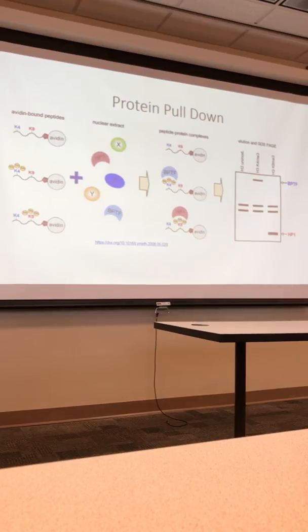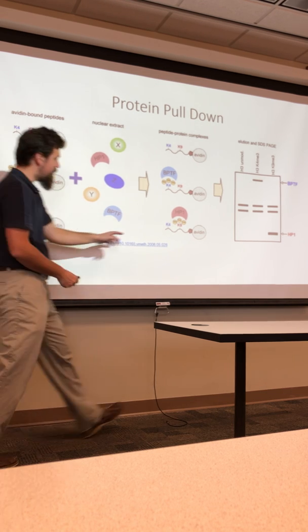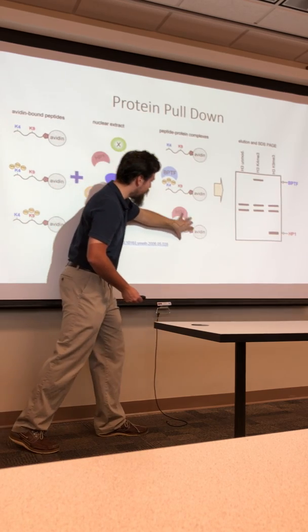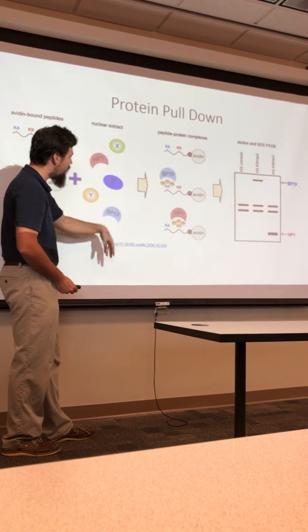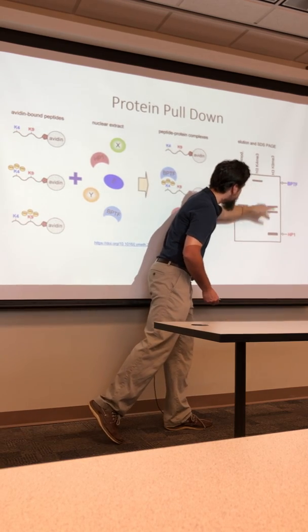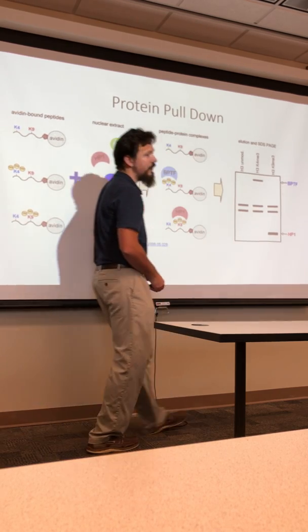Or if we methylate K9 here, we can pull out this HP1, pull down, because of this tag on here, it will stick to avidin on that bead, and it will be immobilized. Everything else that doesn't stick gets washed off, and then when we run our gel, we'll see a new band that emerges here, and we can identify that.